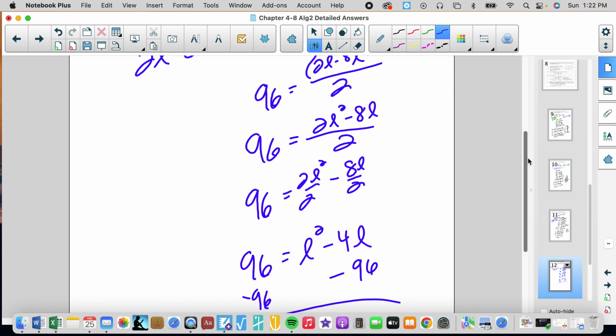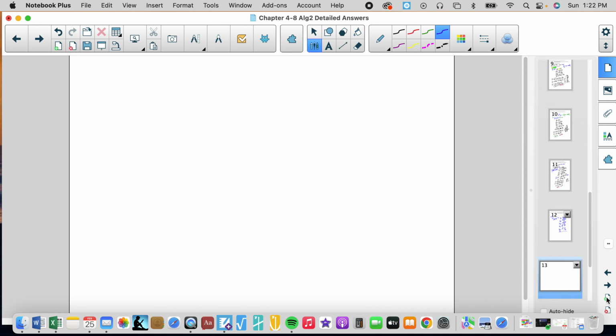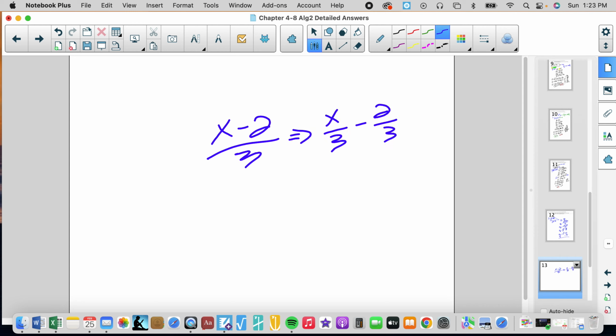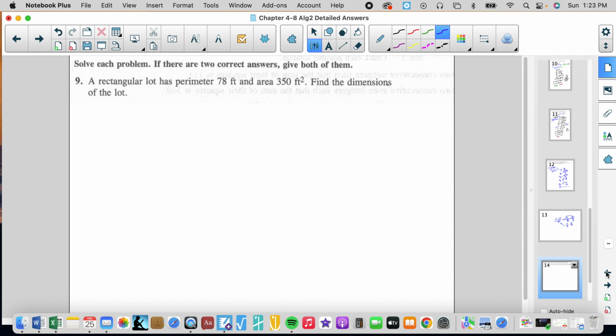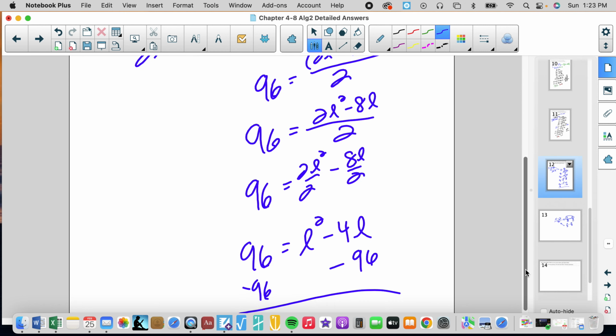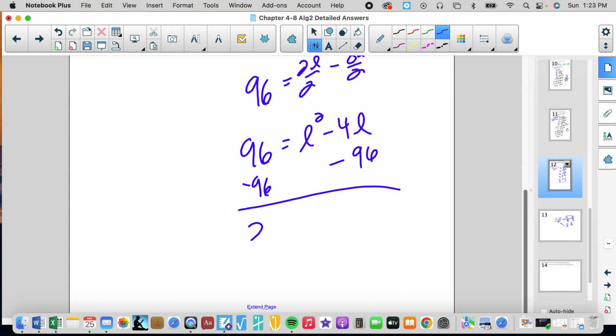And all I did was, we know fractions. When you have x minus 2 over 3, you know that means x over 3 minus 2 over 3. When we have like denominators, we can put everything in the numerator. So x minus 2 over 3. So we just reverse that process. Oops, sorry, going the wrong way. We have 0 equals L squared minus 4L minus 96.